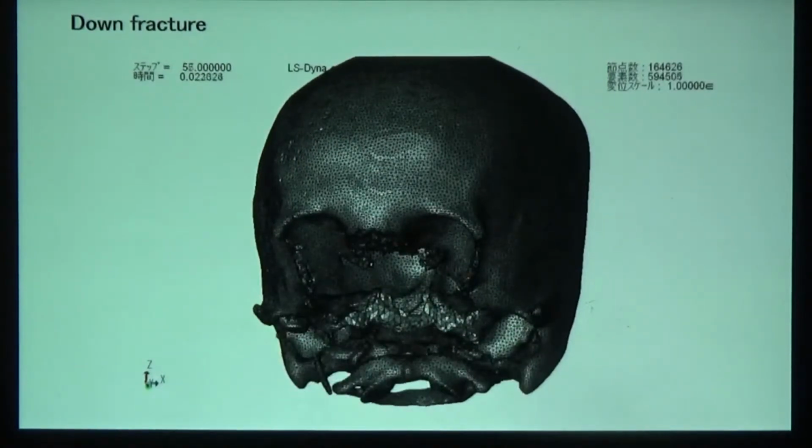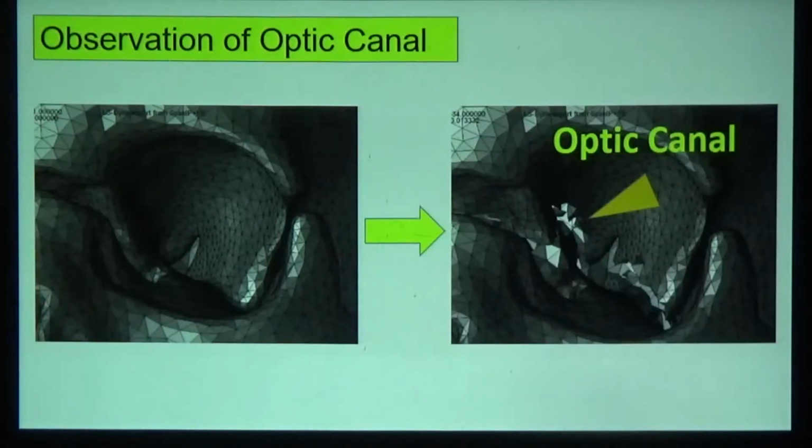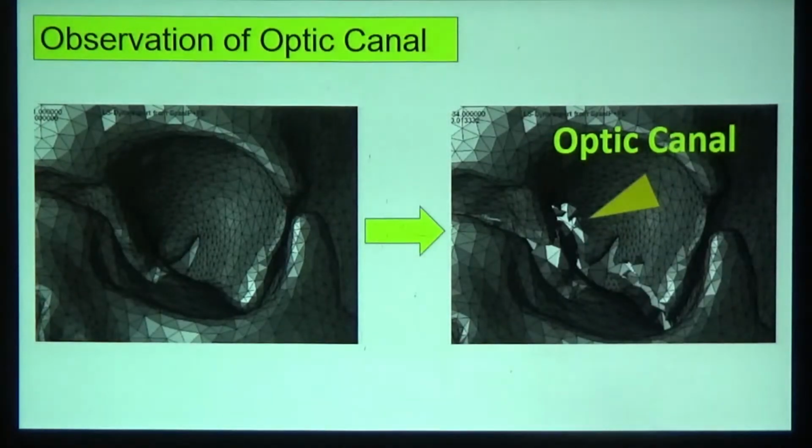This movie shows an example simulation. For each simulation case, we observed the optic canal to determine whether or not it was damaged in down fracture. In this case, the optic canal is involved in fracture, meaning if we conduct L4-3 osteotomy for the owner of this skull, the optic canal is likely to be damaged and blindness might occur.